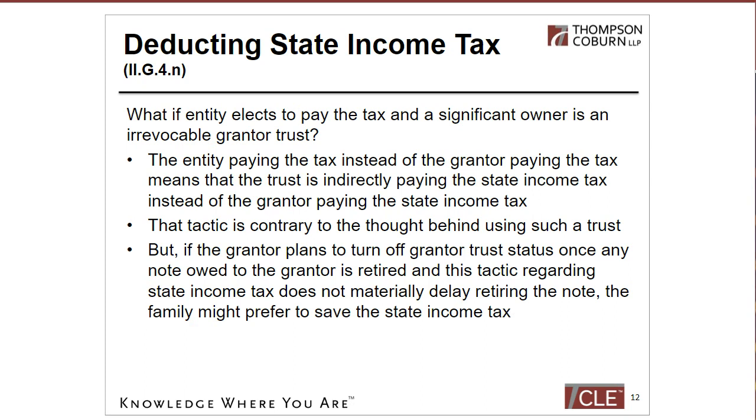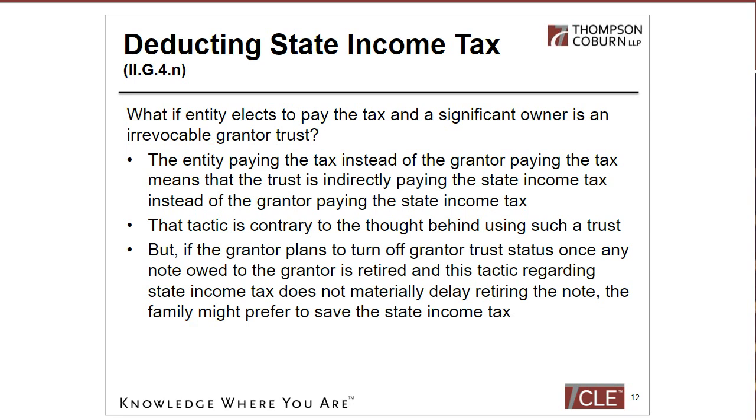So this is not a cut and dry answer at all as to how you should do it. And so you should really think about overall, how is the state income tax payment going to affect the current year's taxes? How is it going to affect taxes in the long run? How is it going to affect the timing of turning off the grantor trust status? What does the family ultimately want to do?